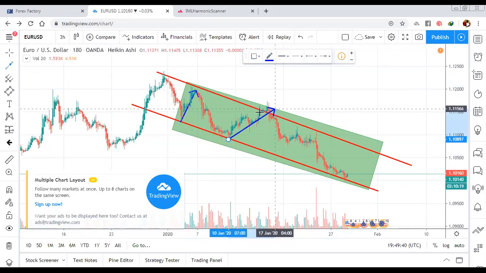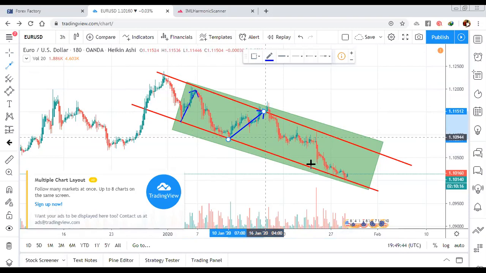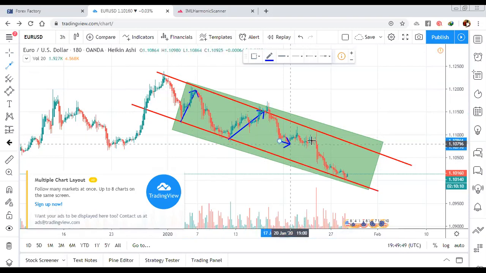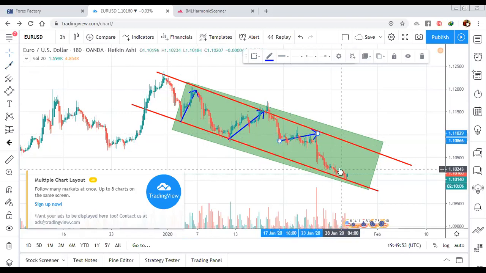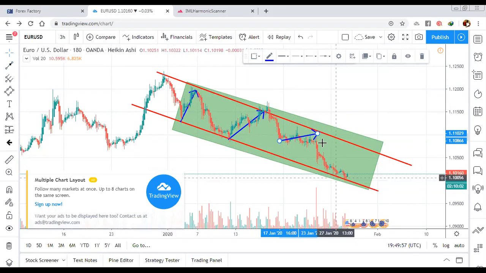It went up here. It still went up here. Then it came down. But this is a downward movement, but it doesn't mean that the market is not going to go up.